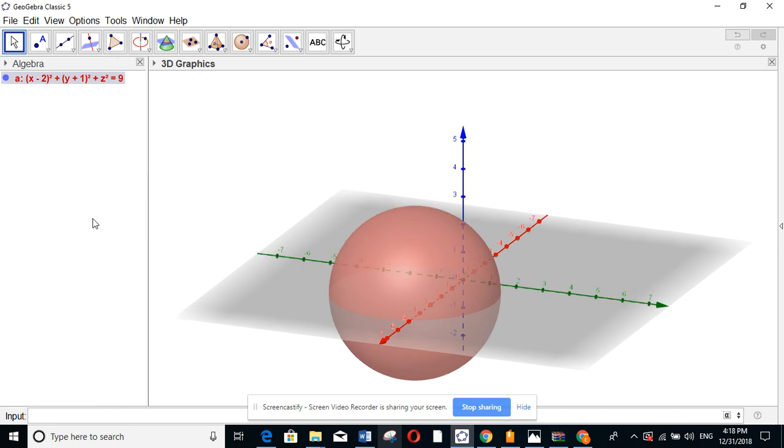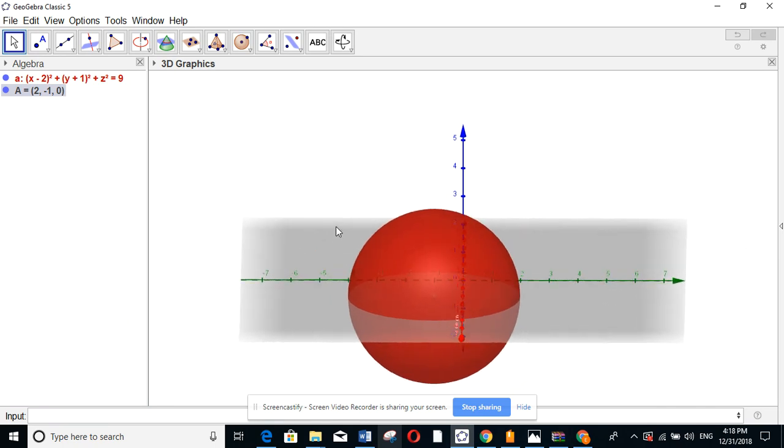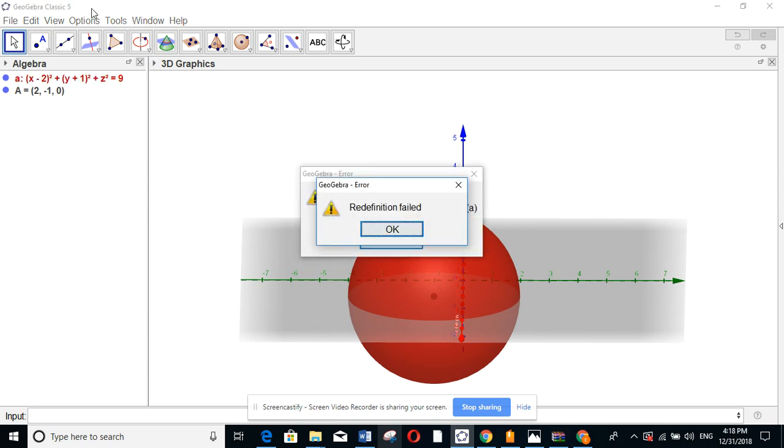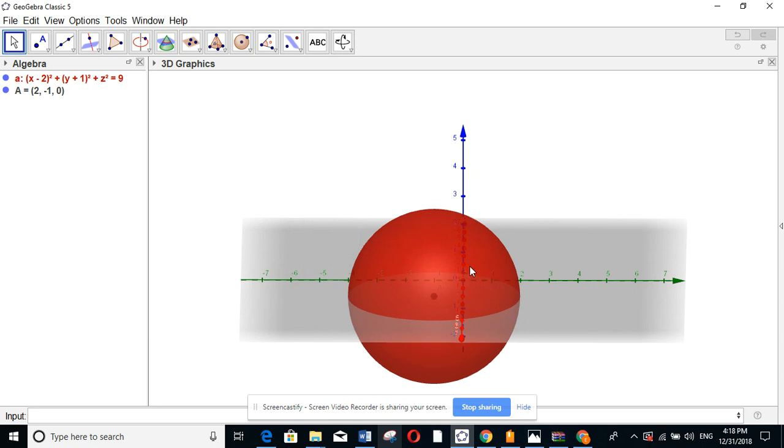Okay, so this is my sphere, center 2, -1, 0. And if you want to check the center of this sphere, this is the center of the sphere. If you put less or equal to 9, it will be the inside, inside the periphery. Bigger or equal to 9, outside the periphery. And equal, it will be the periphery. So this is a sphere.